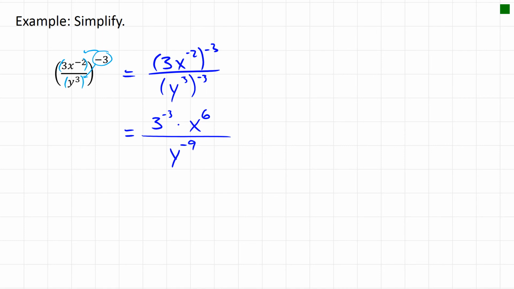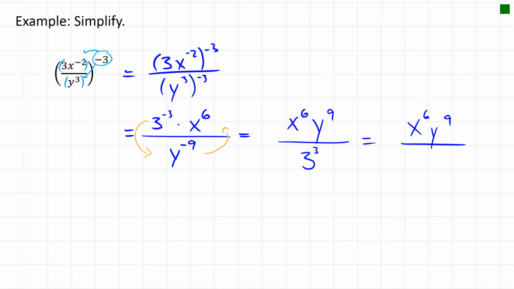Well, now I've got a bunch of negative exponents, so I will have to flip things around to make them positive. So I'm going to flip the 3 with the negative exponent down into the denominator. I'm going to flip the y with the negative 9 up into the numerator. So that means I have x to the power of 6, y to the power of positive 9 over 3 to the power of positive 3. Or if I wanted, x to the 6, y to the 9 over 27.